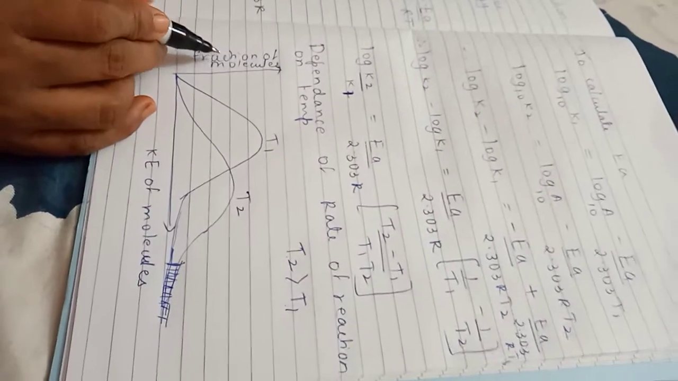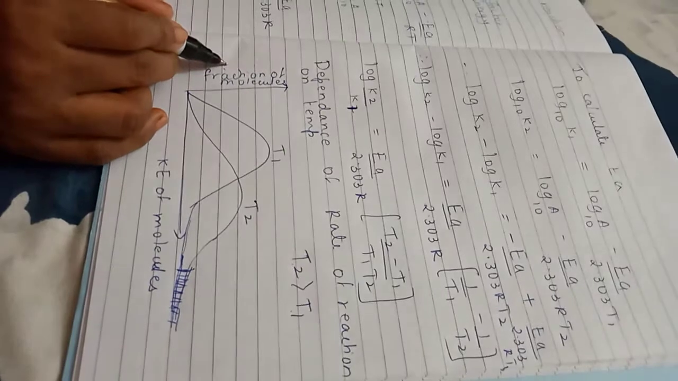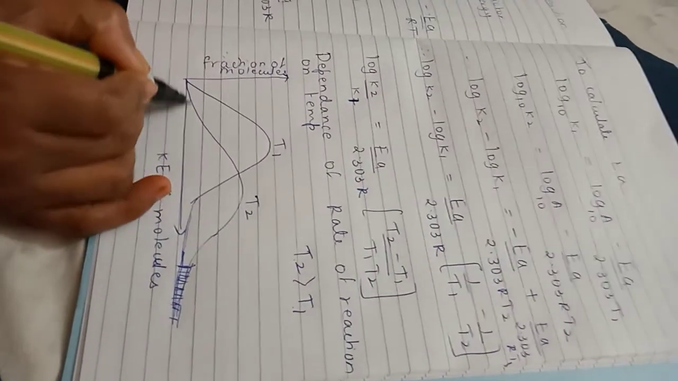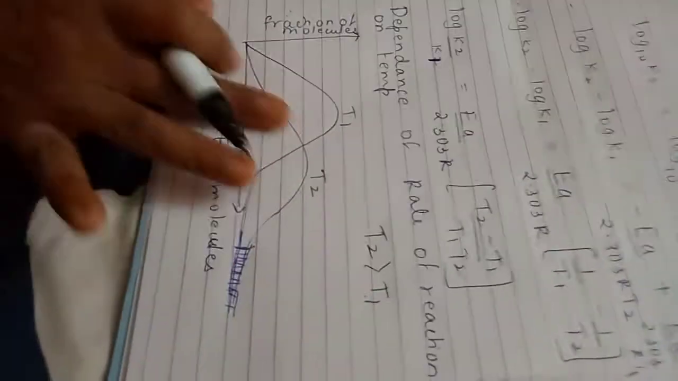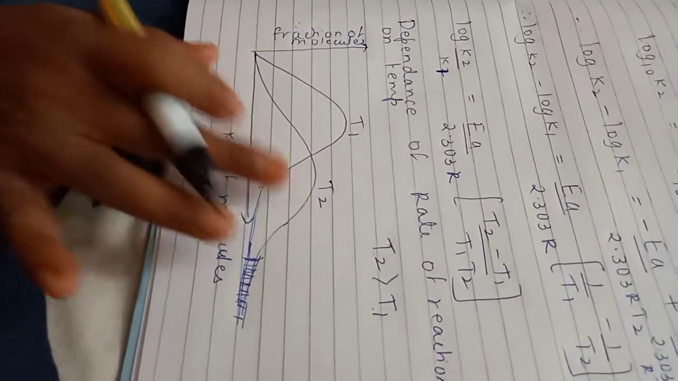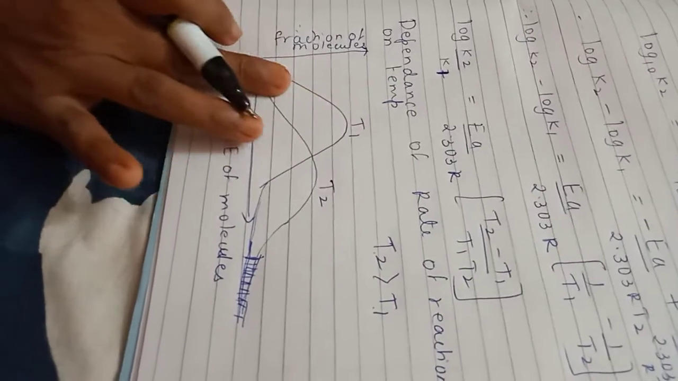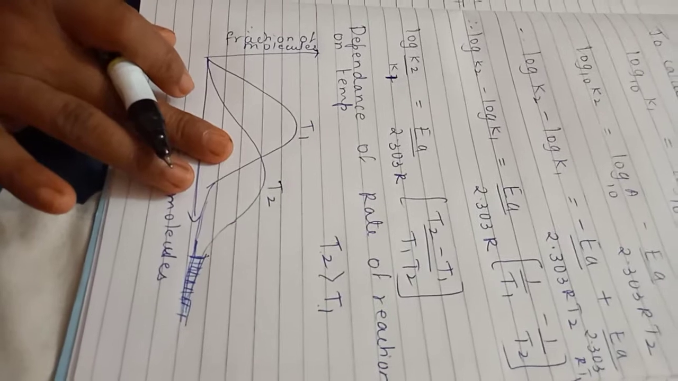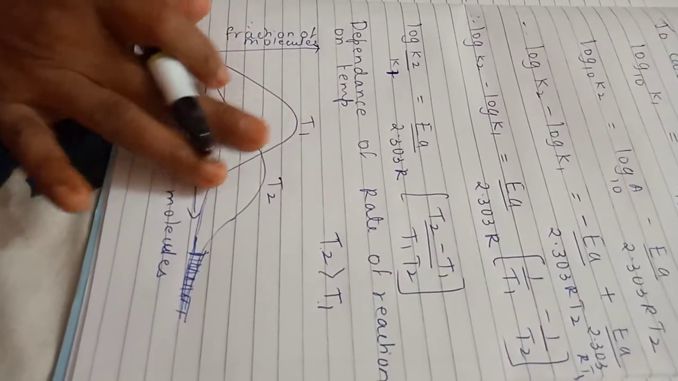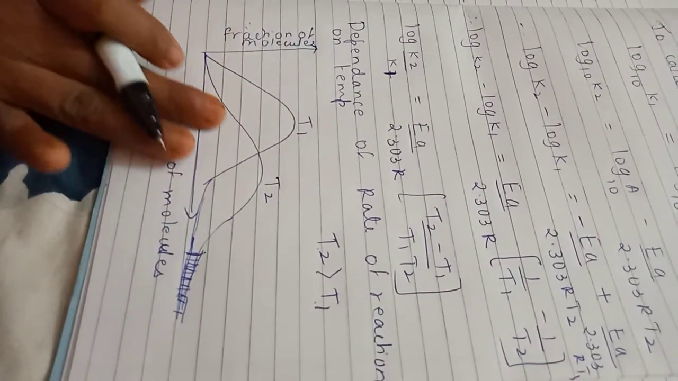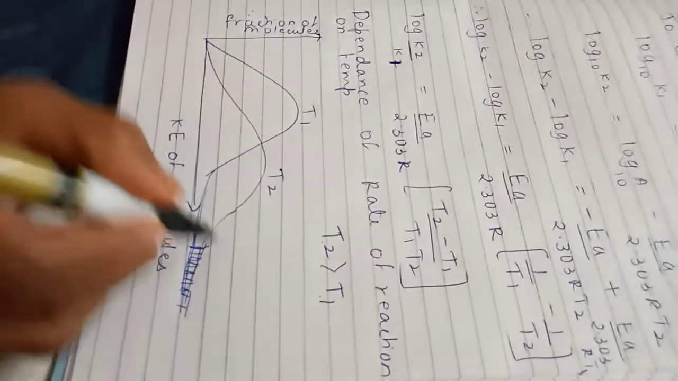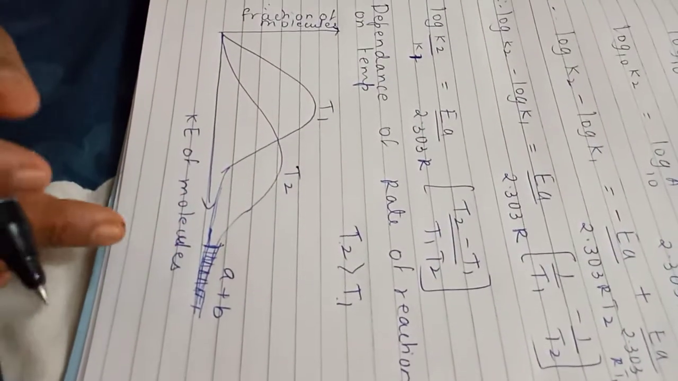Students, when we plot a graph of the fraction of molecules possessing kinetic energy greater than the activation energy at temperature T2, the area under the curve at temperature T2 is much more than at the lower temperature. The area below this curve is comparatively lesser than the area below this curve here.